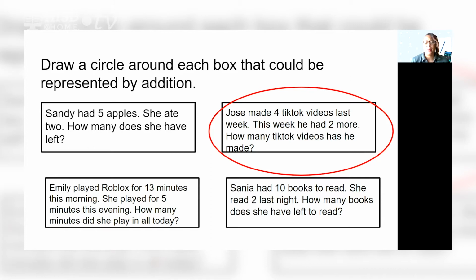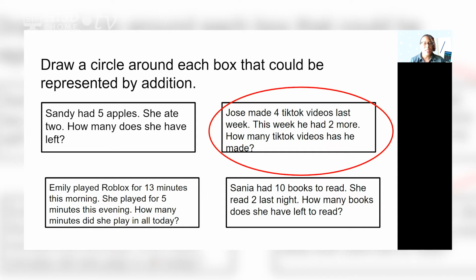The next problem says Emily played Roblox for 13 minutes this morning. She played for 5 minutes this evening. How many minutes did she play in all today? Listen to those action words. She played 13, then she played 5. How many did she play in all? If I'm looking to find out how many she played in all, I'm going to put together 13 and 5. So would that be addition or subtraction?